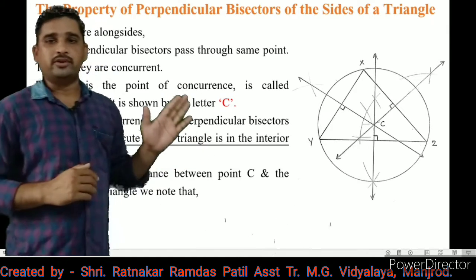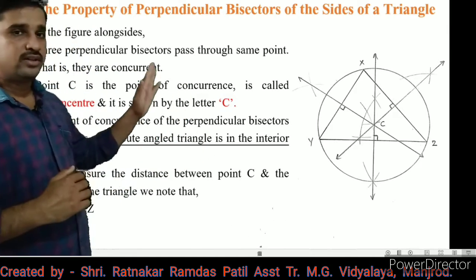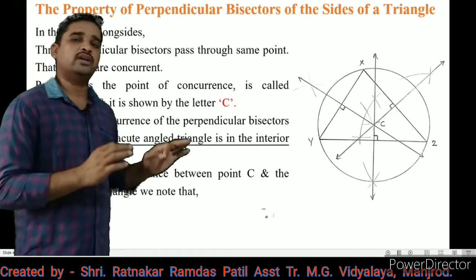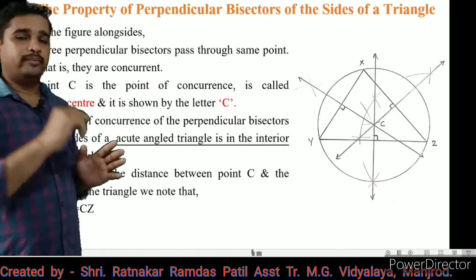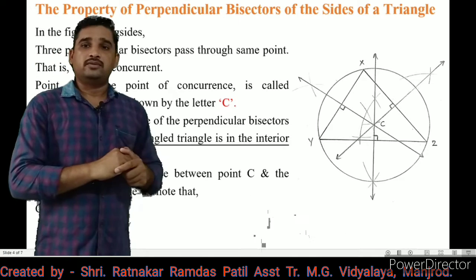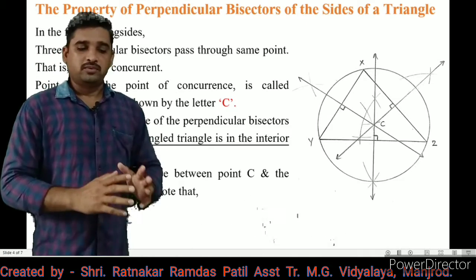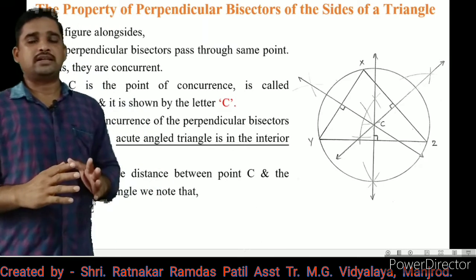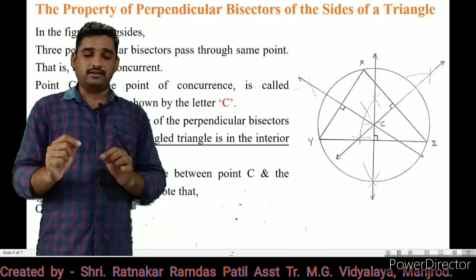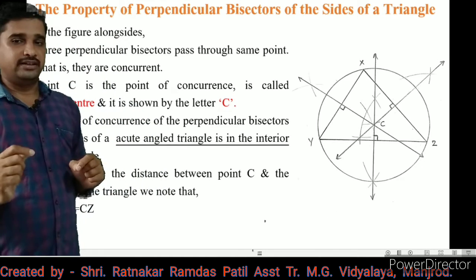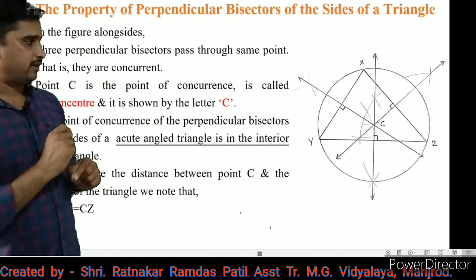Here point C is the point of concurrence and is called the circumcenter, and it is denoted by the letter C. Here one point is to be noted. What is the point? The point of concurrence of the perpendicular bisectors of the sides of a triangle, an acute angle triangle, is in the interior of the triangle.